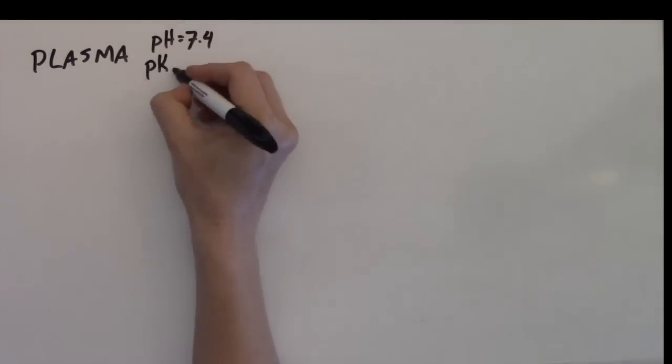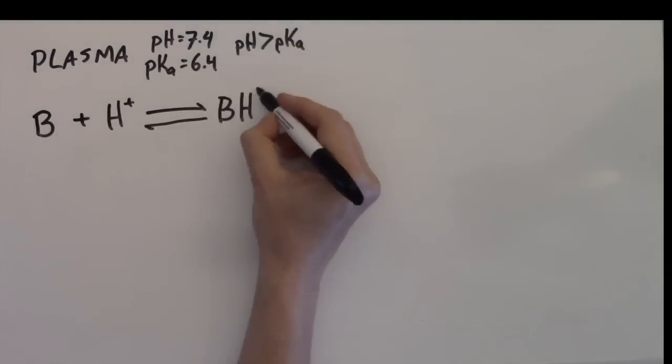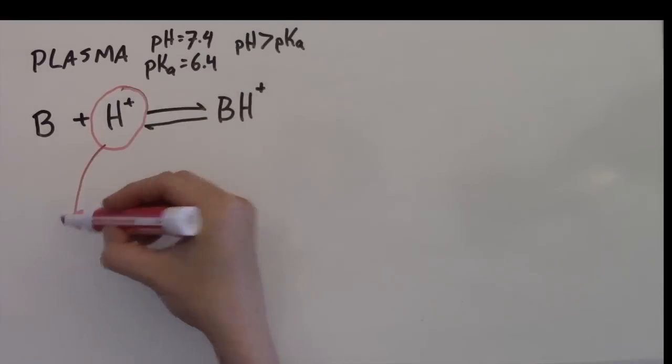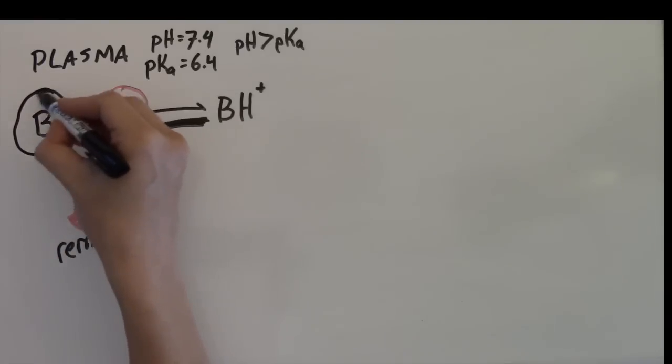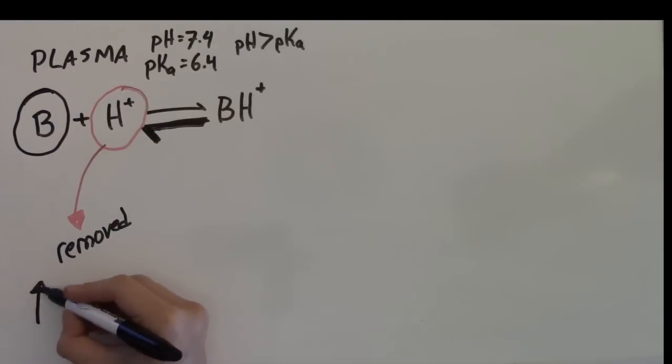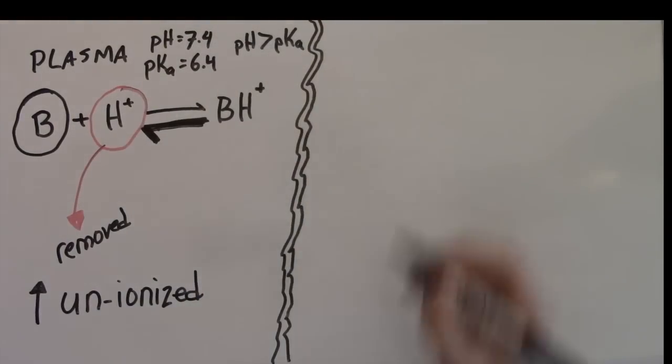In the plasma, the pH is 7.4, which is higher than the pKa of the drug. So what this means is that as basic substances in the plasma remove hydrogen ions from the solution, in order to maintain the equilibrium, the ionized drug, BH+, is going to have to dissociate to release hydrogen ions and uncharged base. So the equilibrium gets shifted toward dissociation of the weak base, and this will release more drug in its un-ionized form. The opposite thing is happening in the urine.